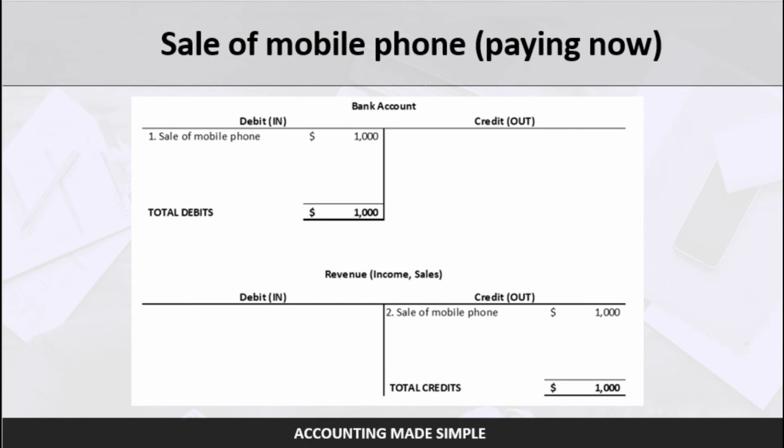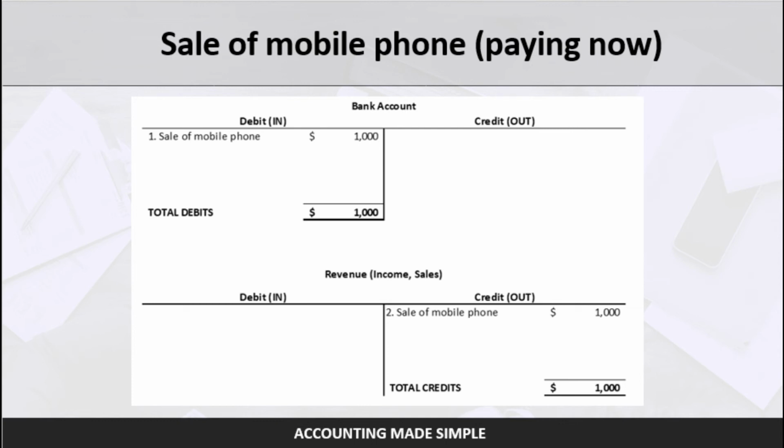The customer has purchased the mobile phone outright. That is, they did not go on a plan to pay the mobile phone off. They may have paid with cash or credit card or debit card or BPay or PayPal or direct credit to our bank account, to name a few. Money is coming in to our bank account, so this is a debit to the bank account.